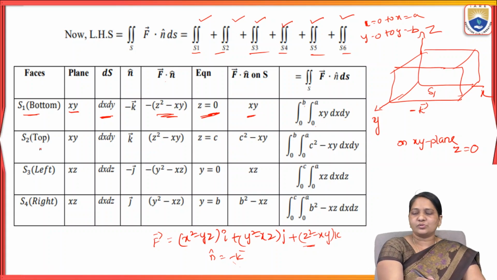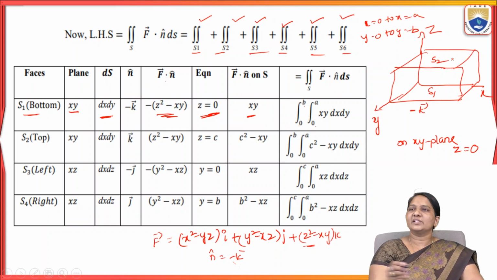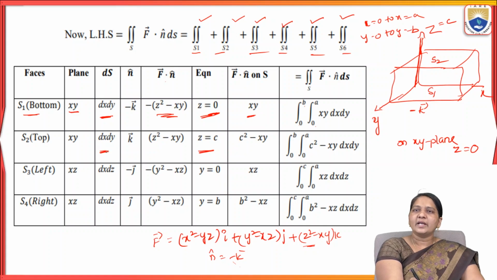Next, coming to S2, we are taking S2 as the top. This is also in the xy plane. But here, this is the upper value, so z is c. Here z equal to c, and we are taking dx dy. The bottom surface we took as minus k, so here we are taking plus k. For opposite sides, if one is positive, the other has to be negative, and vice versa. So that's why we got the value z square minus xy with z equal to c.